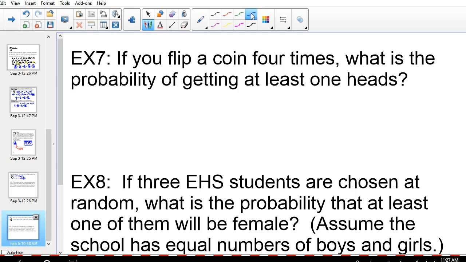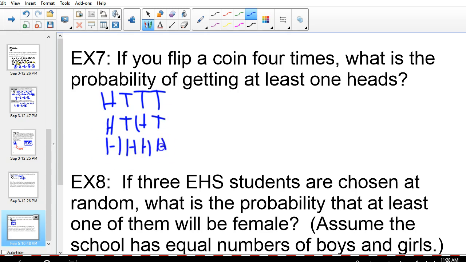All right, 7. If you flip a coin 4 times, what is the probability of getting at least 1 heads? Finding the probability of getting at least 1 heads is difficult because there's a lot of combinations here. You only have to get heads 1 time, right? So you could get heads, tails, tails, tails, but it's at least 1 head. Or heads, tails, heads, tails. That's at least 1 head, right? Or heads, heads, heads, heads. We could start listing all of these out if we wanted to.